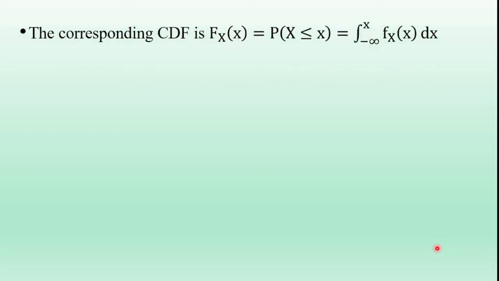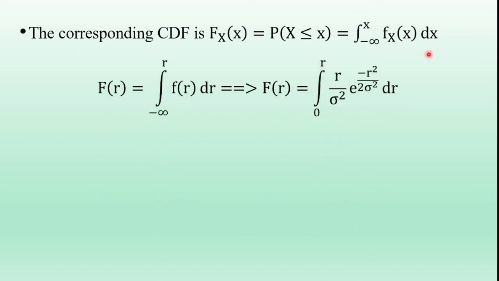Next, we can determine the corresponding cumulative distribution function. So we know that the distribution function is the integral of the density function, that is capital Fx of x is equal to integral minus infinity to x fx of x dx. So similarly, capital F of r is equal to integral minus infinity to r f of r into dr. Now here f of r is the Rayleigh density function that is already calculated. That value is substituted here. We get capital F of r is equal to integral 0 to r. Now here the r range is from 0 to infinity.